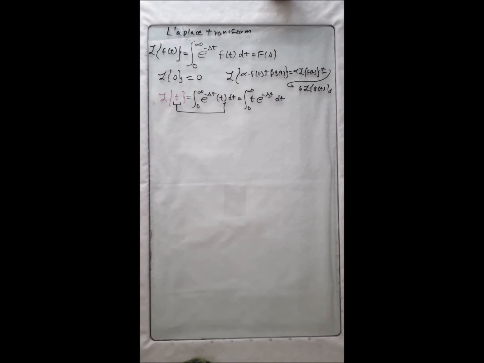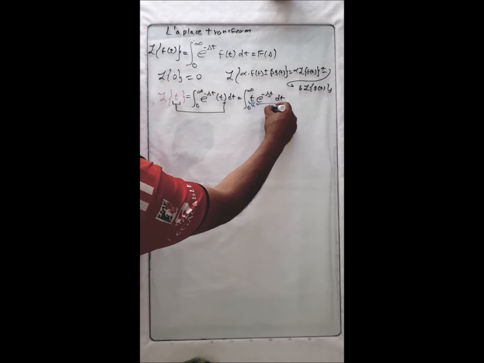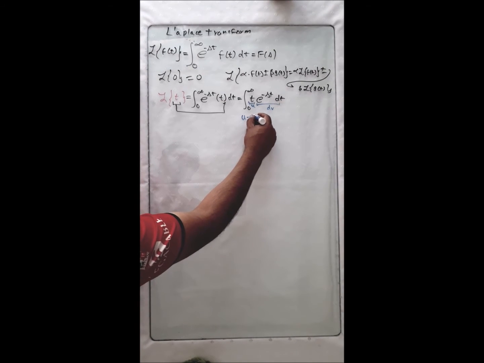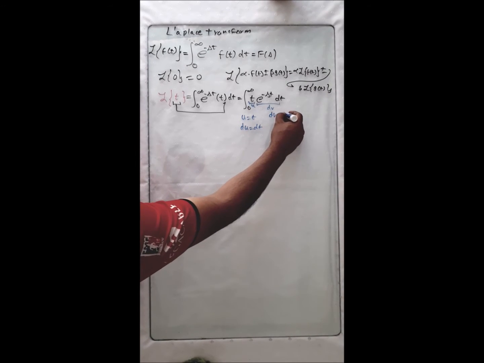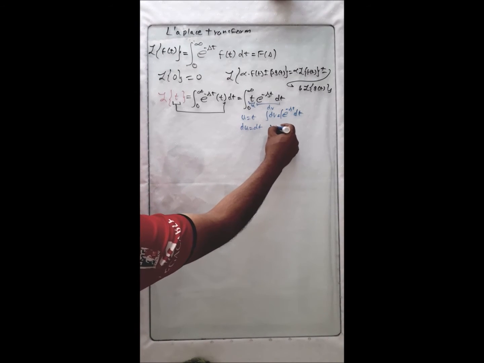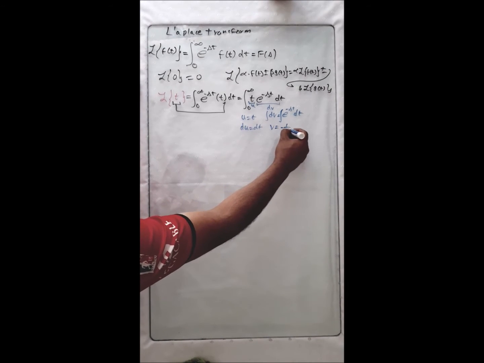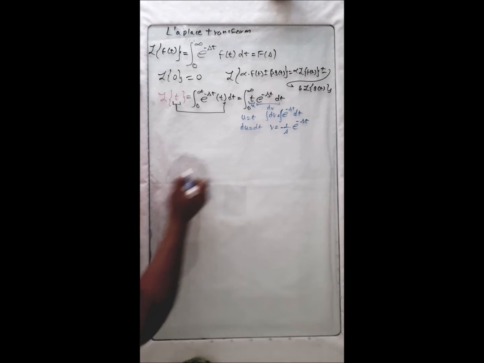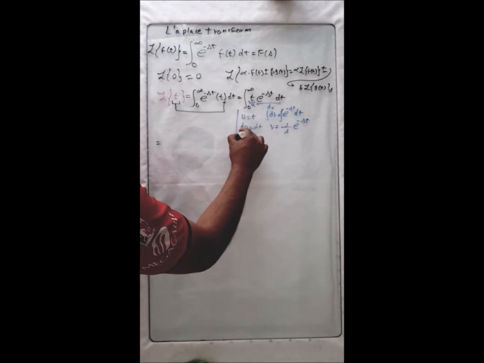Now, to solve this integral, we have to do integration by parts. So let's choose u and dv. u is equal to t, so du is dt, and dv is equal to exponential minus st dt. If you integrate, then v is, and here you have to complete the integral, minus 1 over s exponential minus st, and that's it. So this is just the formula of the integration by parts.